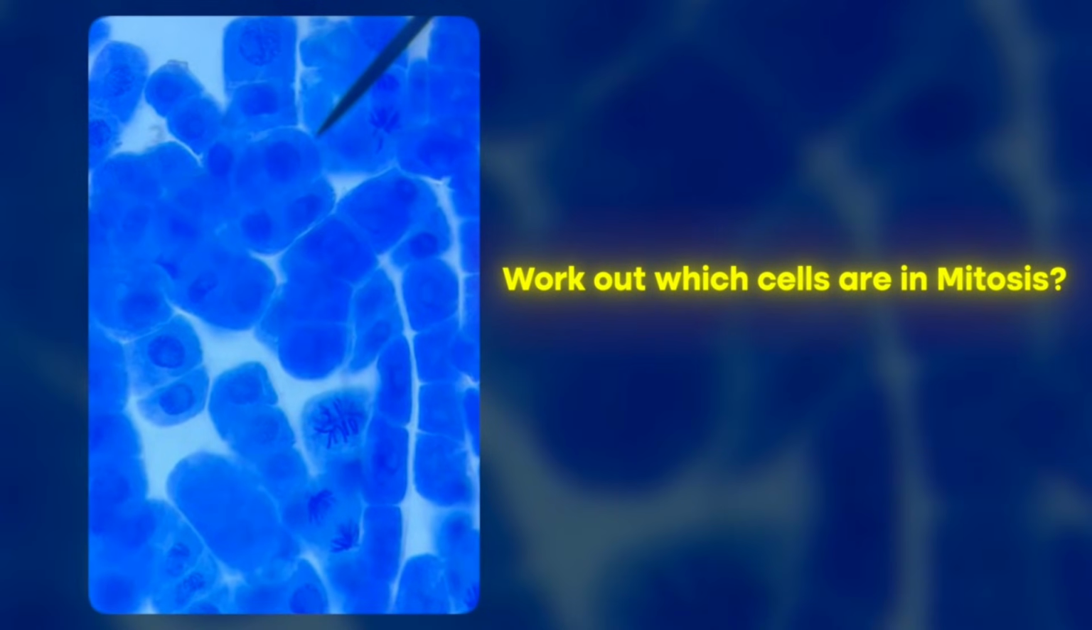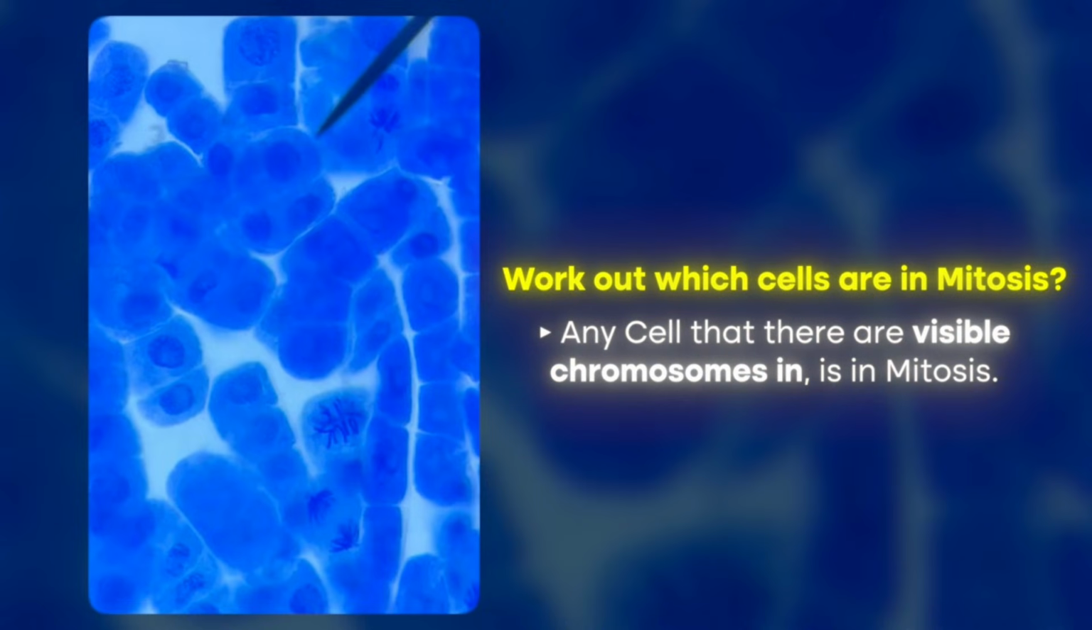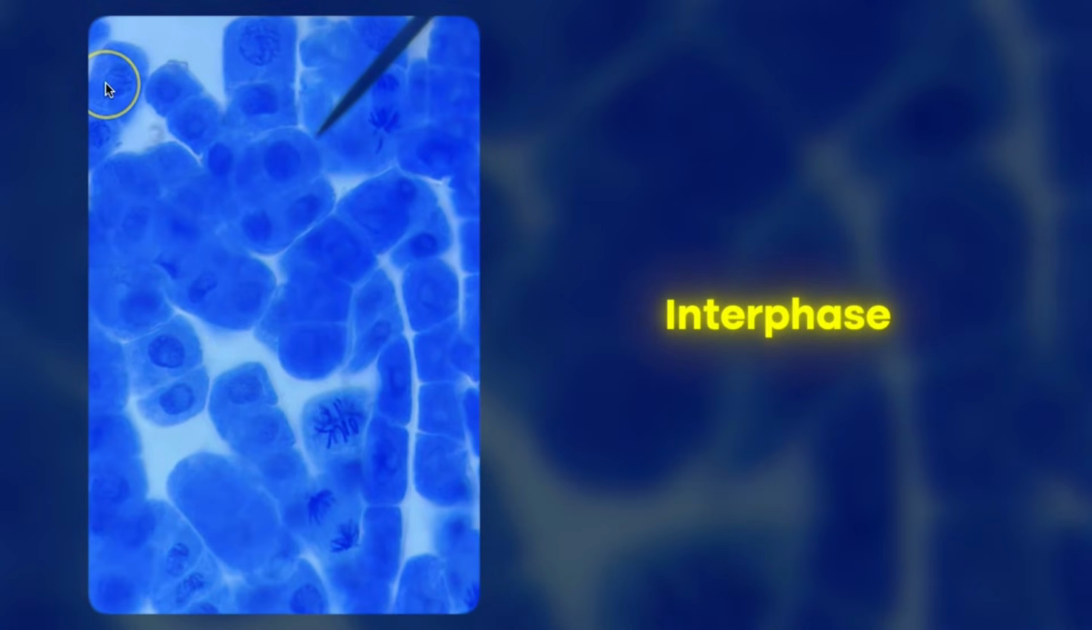And what you need to tell your students for this is, any cell that there are visible chromosomes in is in mitosis. So all of these where you can't see the individual chromosomes, it looks a bit like a blurry, shady part, that would be interphase. Whereas this here is a cell in mitosis in anaphase, because we can see the chromatids have been pulled to opposite poles. This one here is in metaphase.